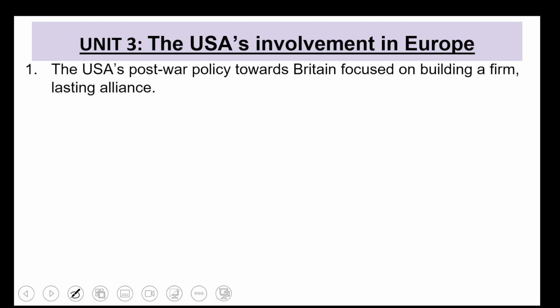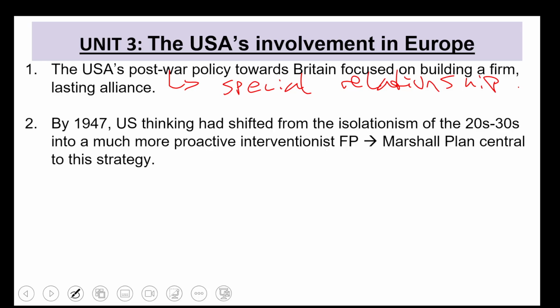The USA's post-war policy towards Britain focused on building a firm, lasting alliance, largely through this idea of the special relationship. And a reminder, even though there is the initial issue over Keynes and the loan that Keynes wanted, not getting a $6 billion loan, by the time the attitude shifted by 47 to 48, Britain is the largest recipient of the Marshall Plan money. Also, by 1947, US thinking shifting from the isolationism of the 20s and 30s into a much more proactive interventionist foreign policy.